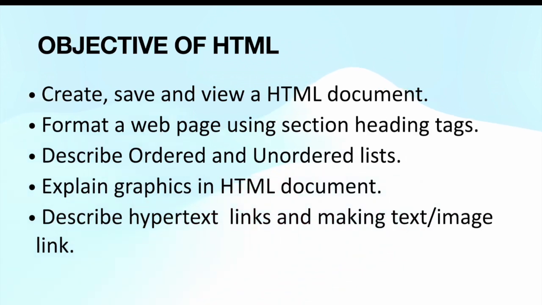Objectives of HTML. HTML can be used to create, save, and view an HTML document. It can format a web page using section heading tags. It can describe ordered and unordered lists. HTML can be used to explain graphics in an HTML document, and it can also be used to describe hypertext links and make text and image links. You can put different web page links inside your HTML code, and whenever you click it, the HTML web page redirects to a different web page.